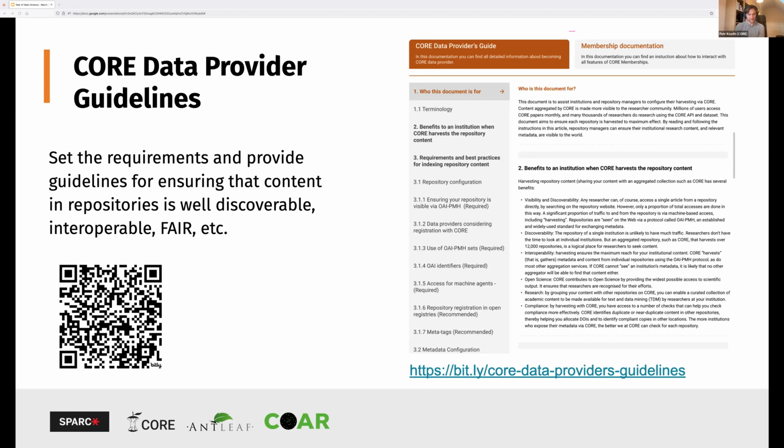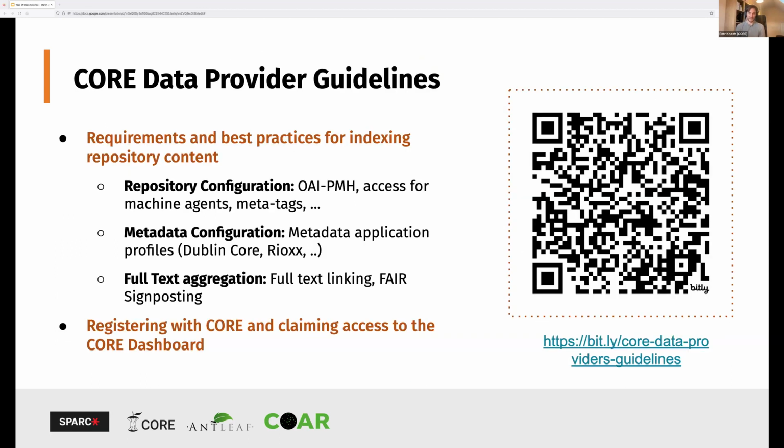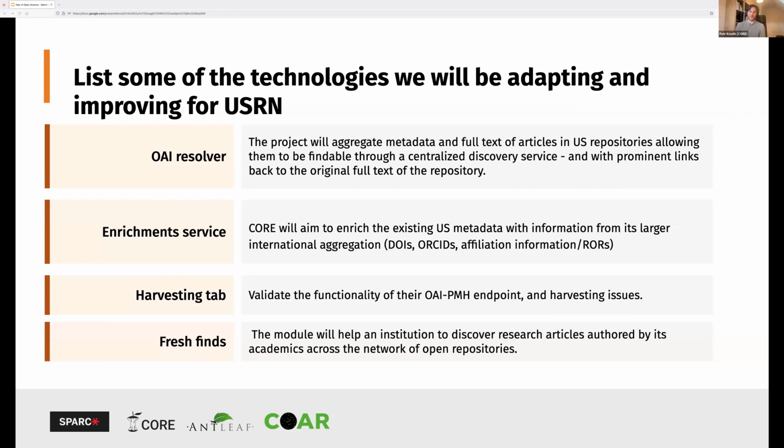Next slide, please. Yes, I think I can skip this now. Thank you. Next slide. Okay, in addition to this, and I'm just slowly coming to the end of my presentation, we are also making some improvements to existing core services to provide more value to these institutions.